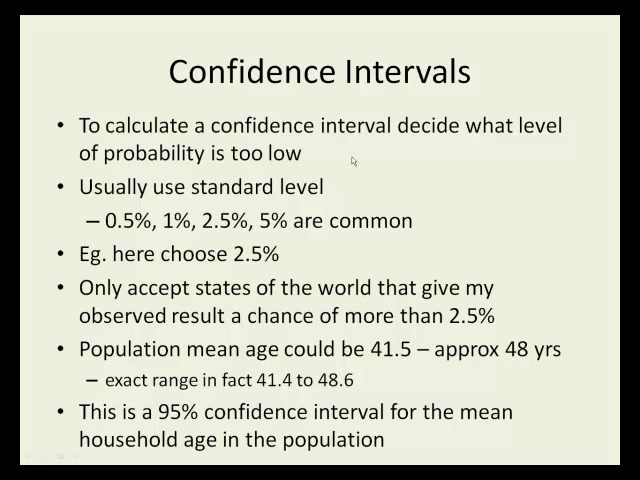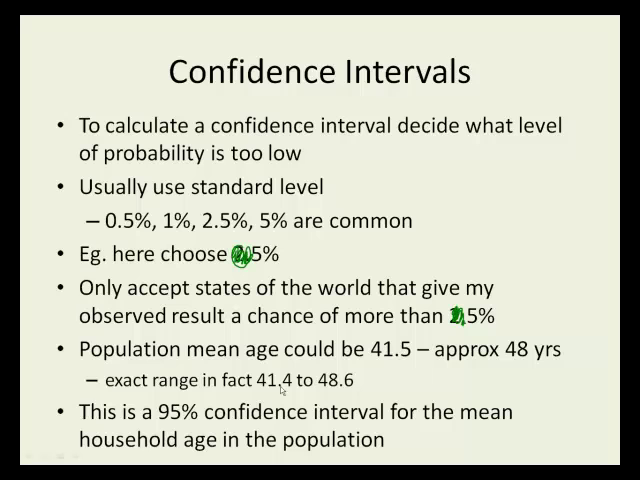So we need to decide what level of probability is too low. Usually a standard one. I chose 5%. Sorry. You only accept states of the world that give my observed results a chance of more than 5%. So the population mean age could be anywhere in this range, 41.5 up to about 48.